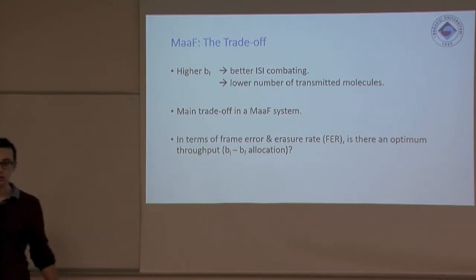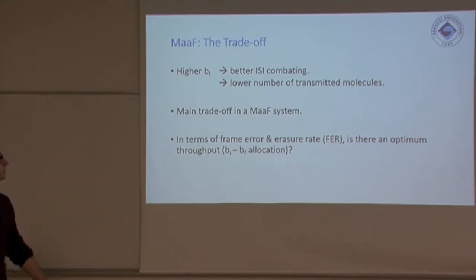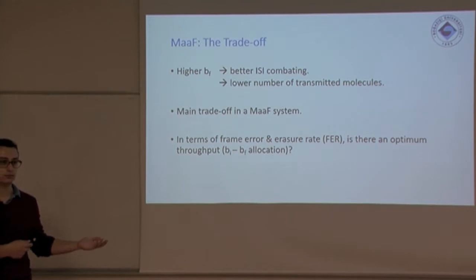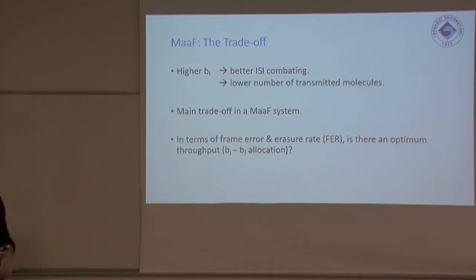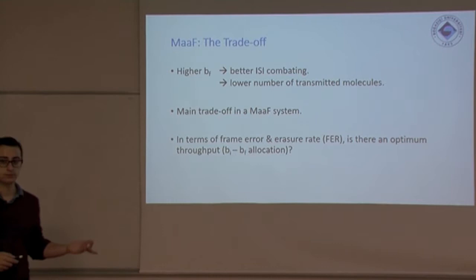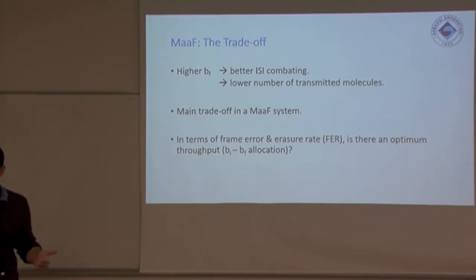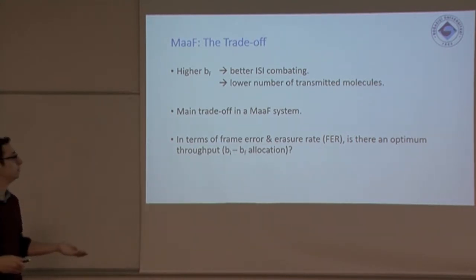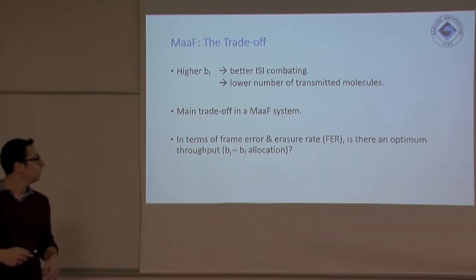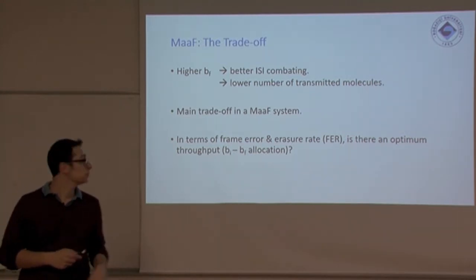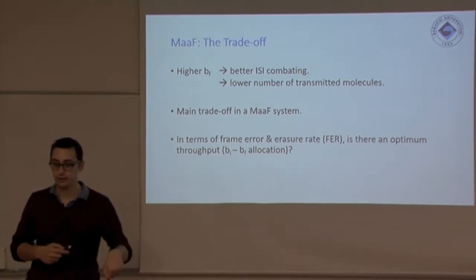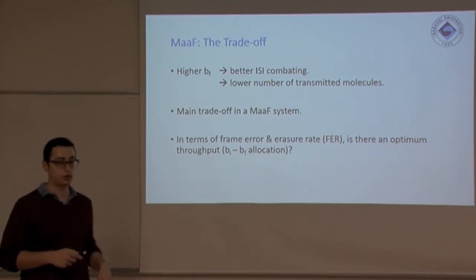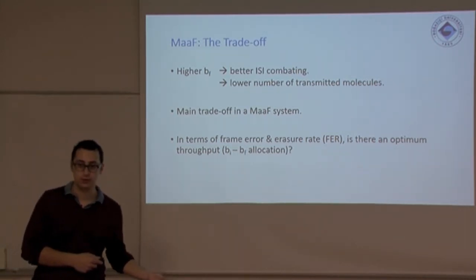Okay, so this is the key point of molecule as a frame. This is the key point of my research, I guess, on this topic. The higher the BF is, remember BF is the number of frame identifier bits, the longer the overhead is, the longer the frame identifier bit part is, and we have better ISI combating. But the problem is, the higher the BF, the lower the BI. So we have a lower number of transmitted molecules per frame in this case.